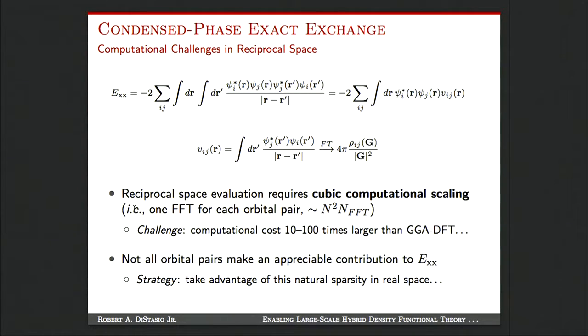And in order to do that in the condensed phase, you have to do a Fourier transform or a fast Fourier transform for each of these pairs. And then it's quite easy to evaluate. However, this requires cubic computational effort because for each of these orbital pairs, you have to do an FFT. And now, traditionally speaking, that has led to a cost that was one or two orders of magnitude more expensive than a traditional GGA.